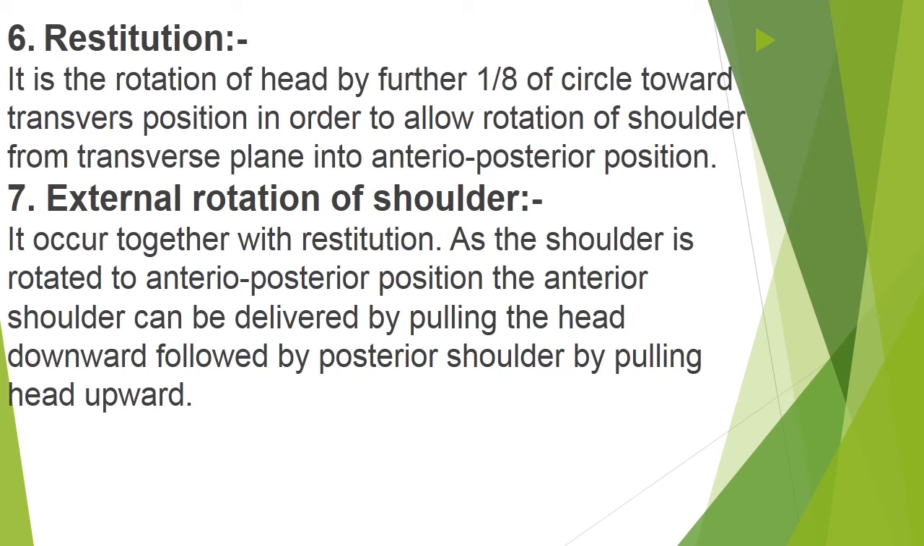The last movement is external rotation of the shoulder. It occurs together with restitution, and it means the rotation of the shoulder from a transverse plane into the anterior-posterior plane. As the shoulder is rotated to such a plane, the anterior shoulder can be delivered first by pulling the head downward, followed by delivery of the posterior shoulder by pulling the head upward.